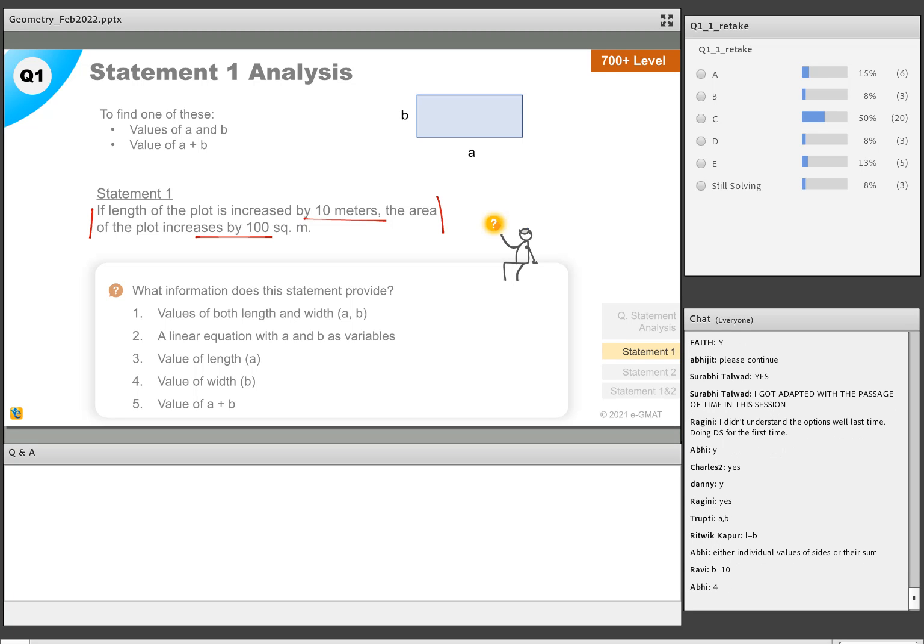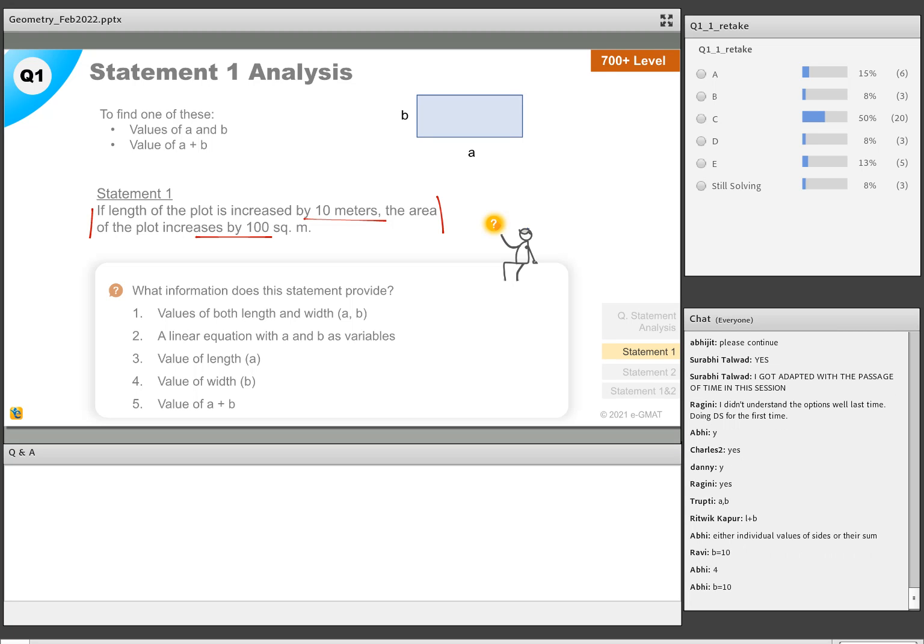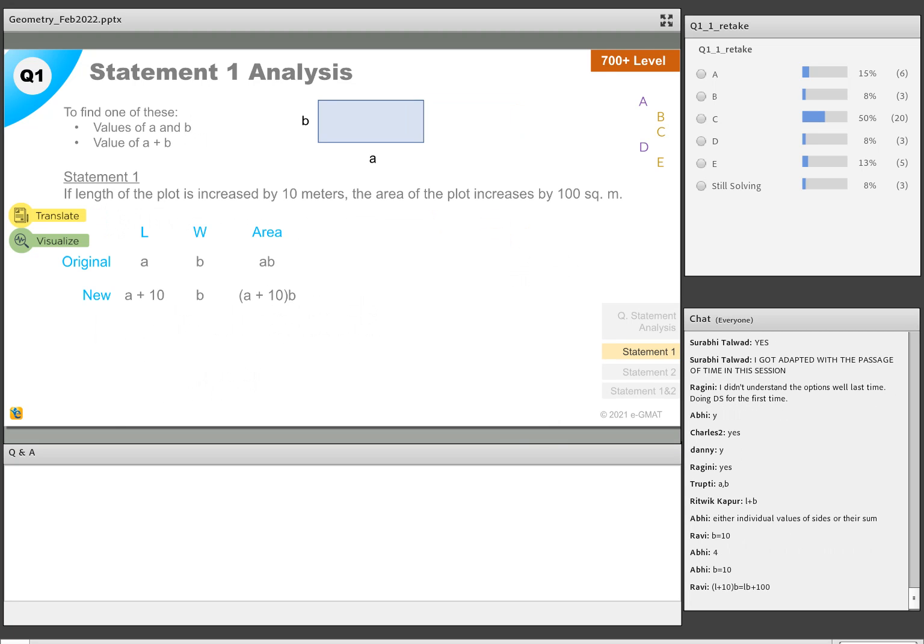Ravi says b equal to 10, the value of width. Abhi says the same. Absolutely right. If you solve statement 1, you will be able to arrive at the actual value of b. Anybody struggled here? Anybody was not able to find the value of b from statement 1? If anybody struggled here, this section is for you.